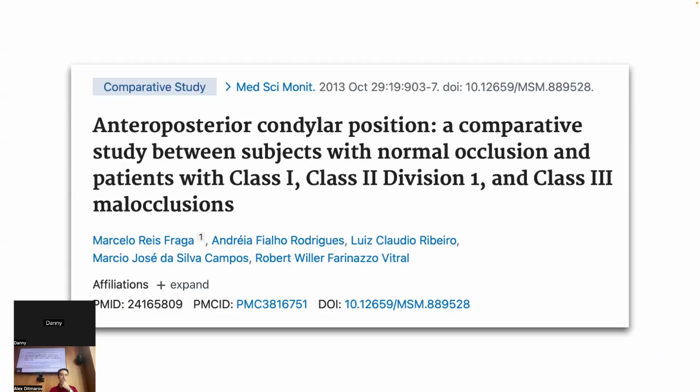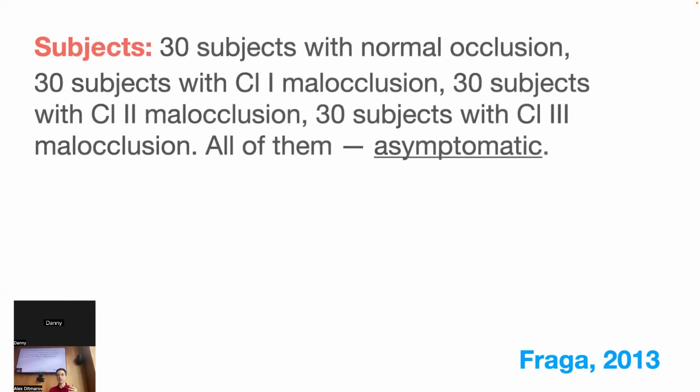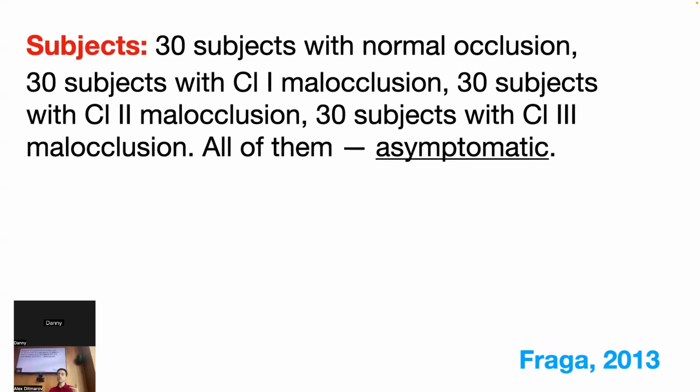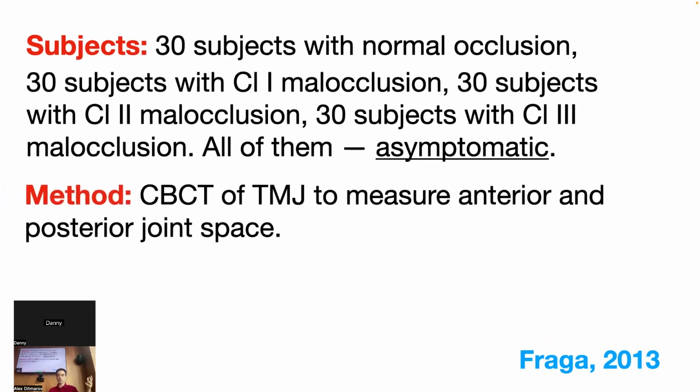This study comes actually from Brazil. This is a little bit more sophisticated study because the authors divided the subjects into several groups according to Angle classes. They said, okay, let's look at class 1 malocclusion, let's look at class 2, class 3, all of them asymptomatic. Are there any differences in condyle-fossa relationship?